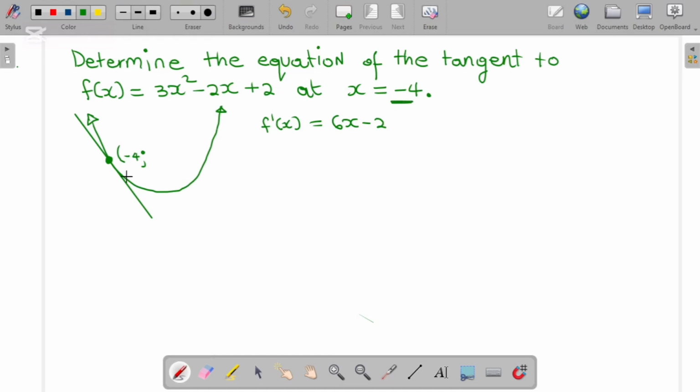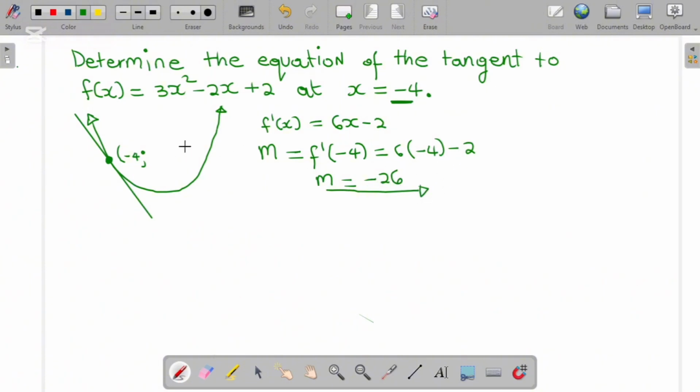So to calculate the gradient at x equals -4, we are going to say the gradient is equal to the derivative at -4, so we substitute this -4. So what's the derivative? It's 6 times -4 minus 2. And then we know the gradient now. The gradient is -26. The gradient is -26.